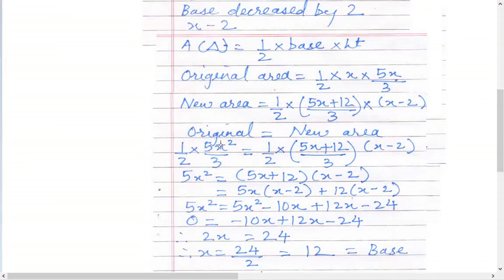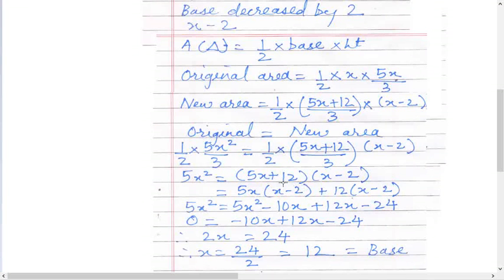5x square upon 3 and 2, 3 2s are 6, 3 2s are 6. So both can be cancelled because there is a multiplication sign in between these brackets. Remember, this can't be done if there is a plus sign between any bracket. So what remains? 5x square equals 5x plus 12 into x minus 2, right? Only this numerator.